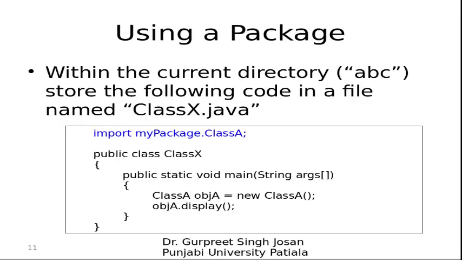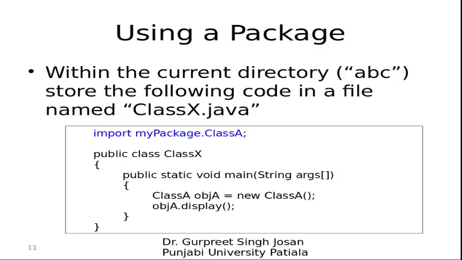Within the current directory, suppose it is ABC, I create another file, ClassX.java, and in ClassX.java I want to create the object of class A, which is available in mypackage. So the very first statement should be import mypackage.A. I have to import this class in my program, and then I can create the object of this class and call its display method. So in order to use this class, I have to import class A into my class X.